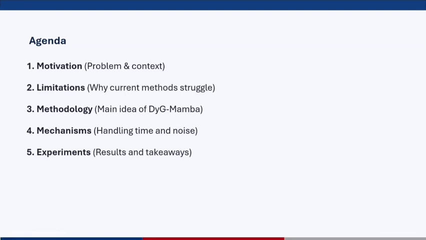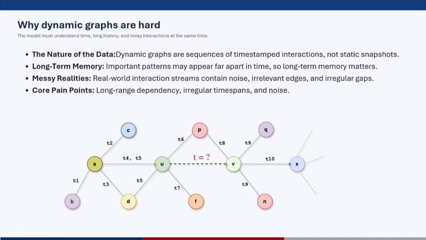I will follow this agenda for the presentation. Starting with the introduction and why dynamic graphs are hard. That's because the model must understand time, long history, and noisy interactions at the same time. Dynamic graphs are a sequence of timestamped interactions, not just static snapshots. As you can see in the diagrams below, there are edges between the nodes at different timestamps over time.